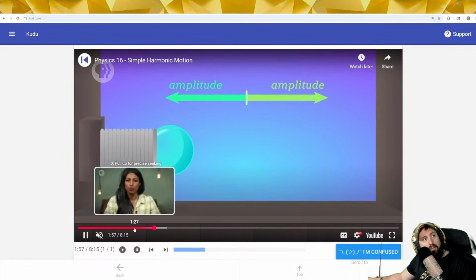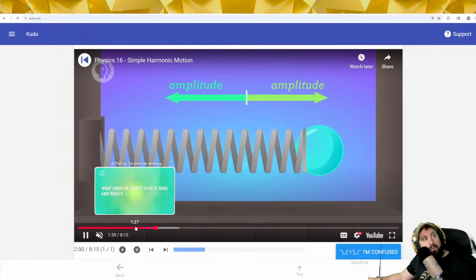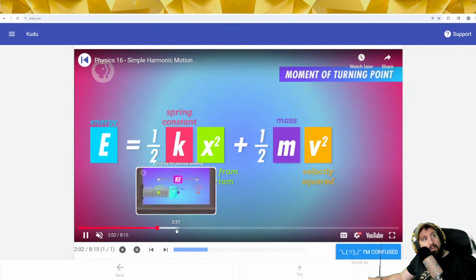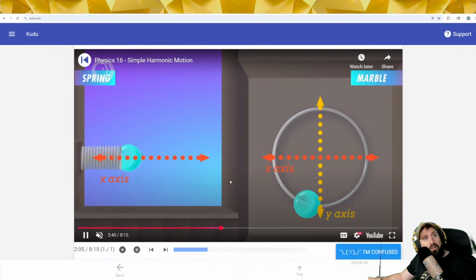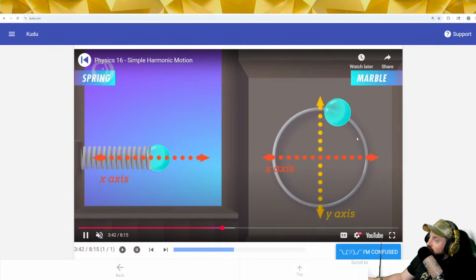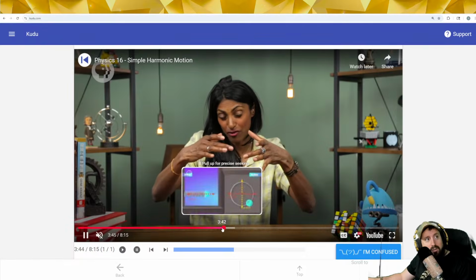Where's the thing that describes it as a circle, though? I want to see the circle. Yes, here we go. Great. Ooh, nice. Cool. Yes, this is a perfect animation. I love this. Yeah. Good job.